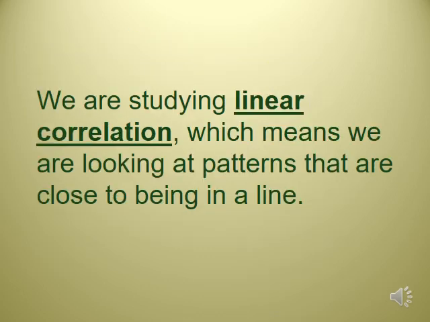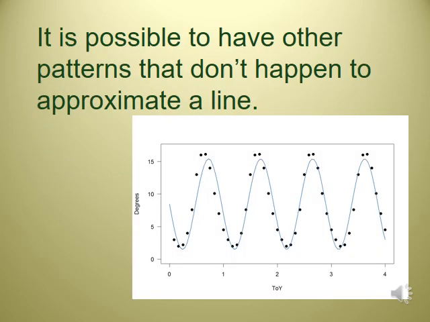Now in this class, what we're looking at is what we call linear correlations. And that means we're looking at patterns that are close to being in a straight line. It is very possible in the real world to have patterns that aren't really in line. You're looking at the picture, for instance, of what we call a sine wave. This comes up in any sort of pattern that might be cyclical.